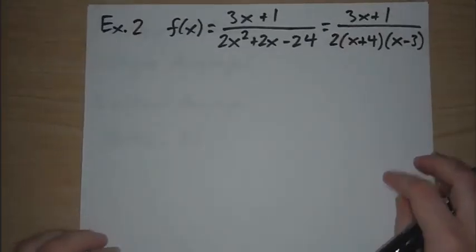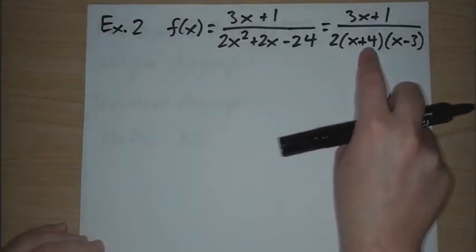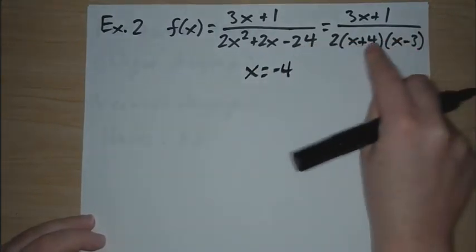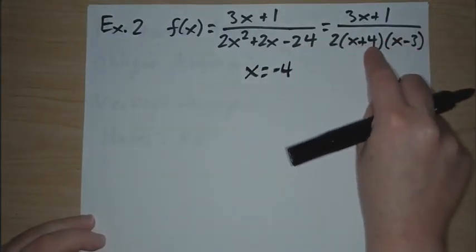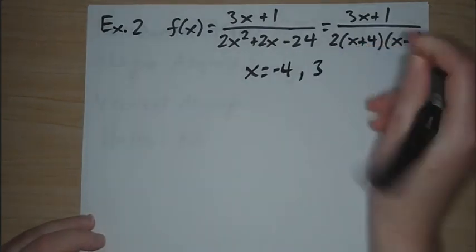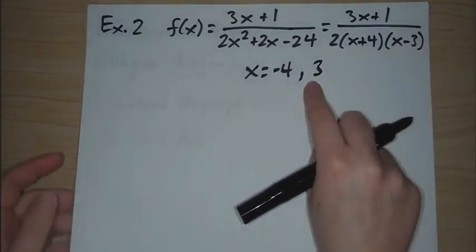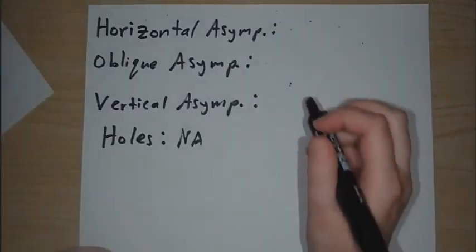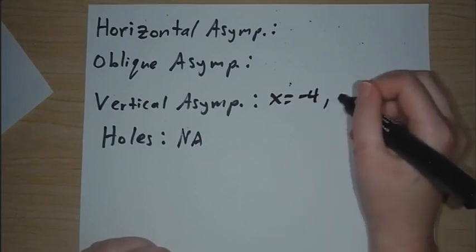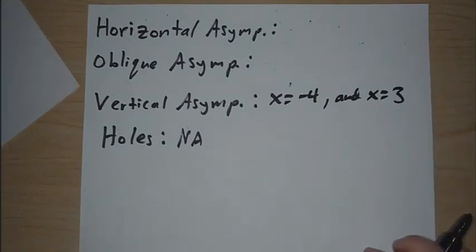For vertical asymptotes, that's when the denominator is equal to 0. So here, the denominator is 0 when x is equal to -4. With this x plus 4, if x is -4, this will be 0, making it all 0. And if x is 3, then this factor will be 0, which makes this whole denominator 0. So because of that, we have vertical asymptotes at x equals -4 and x equals +3.